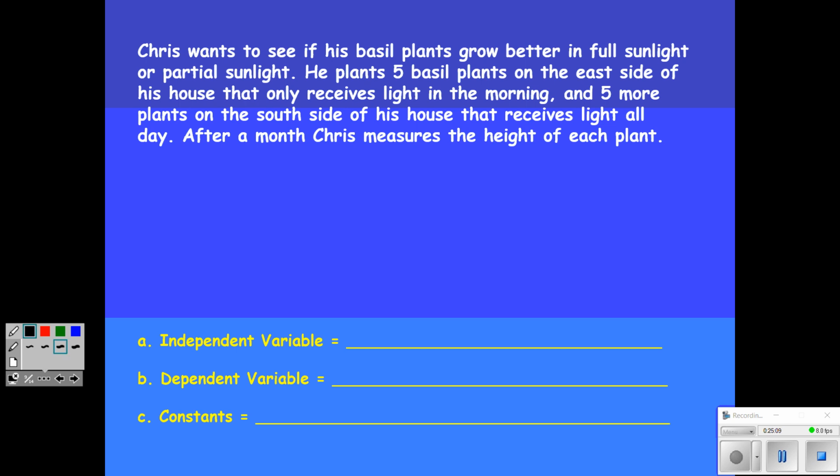So let's kind of get a visual of what he's doing. We have his house, just a quick sketch. And so let's divide it and say this is the east side and this is the south, because these are the two that we have up there in the scenario. Okay, now specifically what he has in there, he says that each side, the east and the south, both have 5 basil plants.